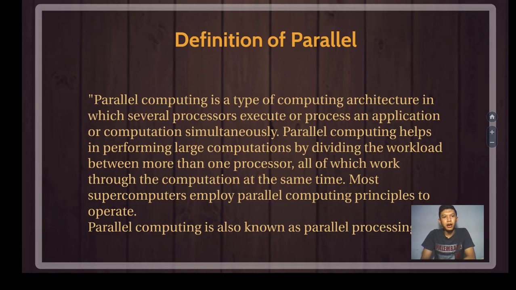Definition of parallel. Parallel computing is a type of computing architecture in which several processors execute or process an application or computation simultaneously. Parallel computing helps in performing large computations by dividing the workload between more than one processor, all of which work on the computation at the same time. Most supercomputers employ parallel computing principles to operate. Parallel computing is also known as parallel processing.